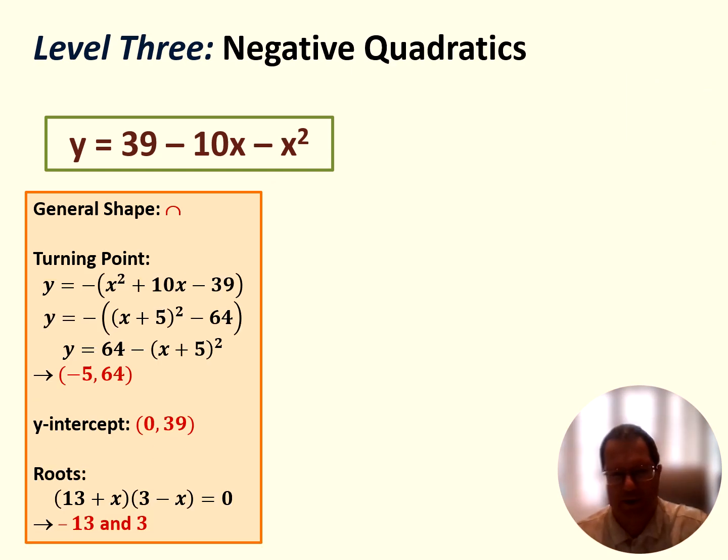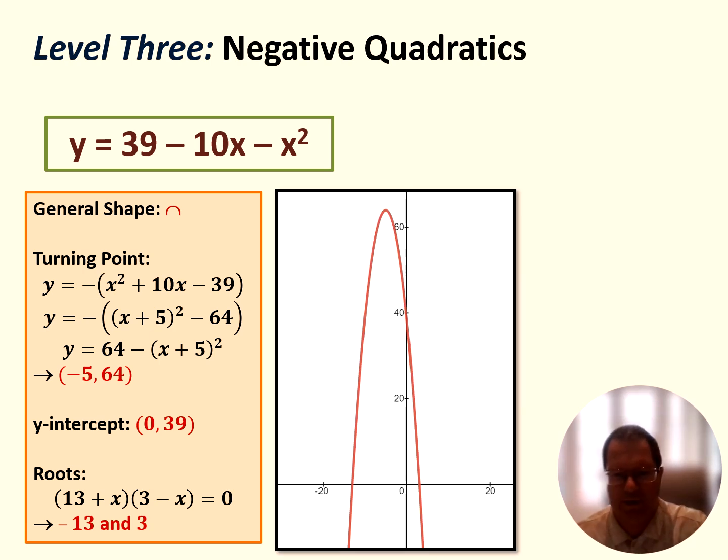Our next level is negative quadratics. We can clearly see the negative x squared in the equation. So the general shape is an upside down quadratic. If we complete the square using the method I showed you before, changing all the signs of the terms and putting the negative sign outside, we end up with y equals 64 minus (x plus 5) squared. So the turning point is at (-5, 64). Clearly cuts the y-axis at (0, 39). And if you factorise it, the roots are -13 and 3. And here's your graph. Again, make sure that you actually plot or state the coordinates of interest.